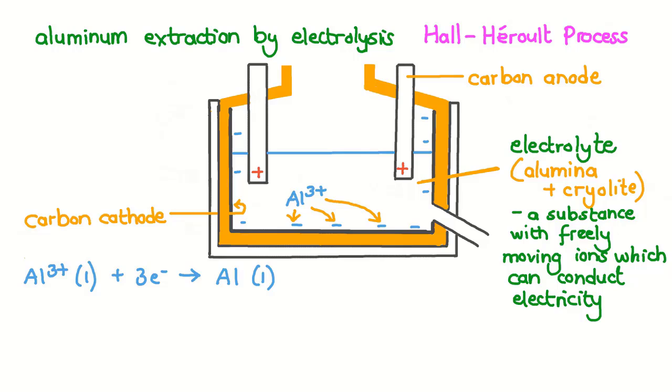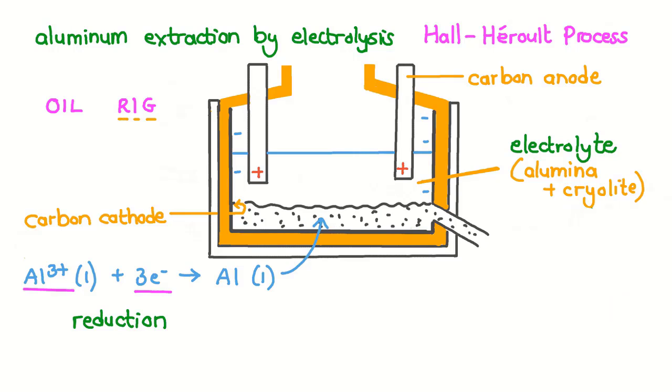We can write this half equation as follows. Positive ions gain electrons. This is a reduction process. The acronym OILRIG will help us remember this. Reduction is the gain of electrons.